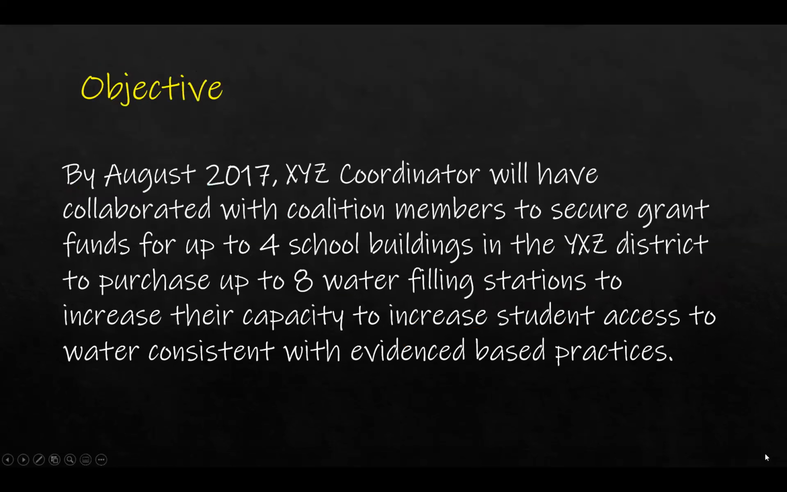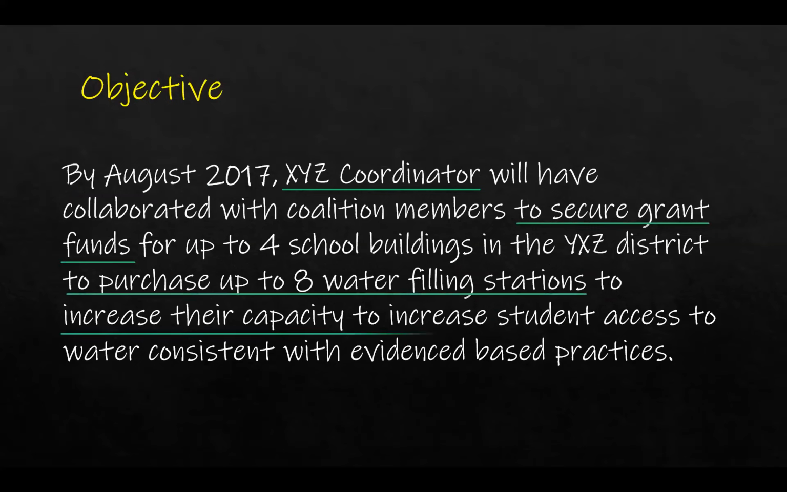Here's another objective with regards to the goal with the water station. Okay, so who's going to be responsible? The coordinator, responsible for the grant. What's going to happen or what's going to be done? They're going to secure grant funds to purchase water filling stations so that they can increase that capacity for water. And how's it going to be accomplished? They're going to purchase water filling stations for 4 school buildings.